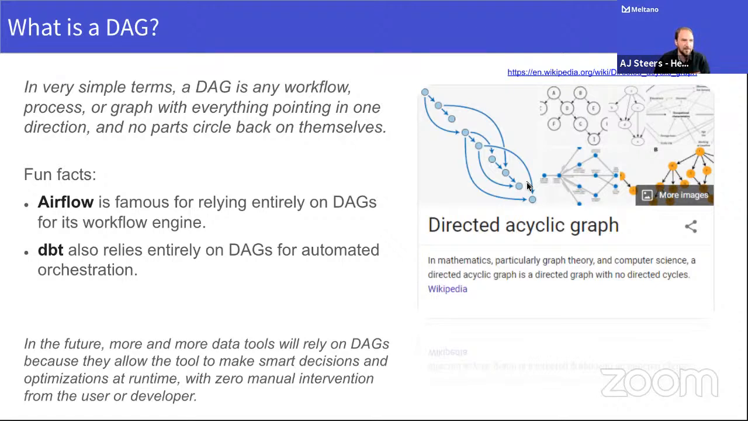This is really helpful because if you know which direction it's going, and you know what depends on what, then a lot of things can be handled automatically by the system. There's no loops back, which means you can generate everything from scratch. There's no circular dependencies, meaning I have to have run it once in order to run it the second time.